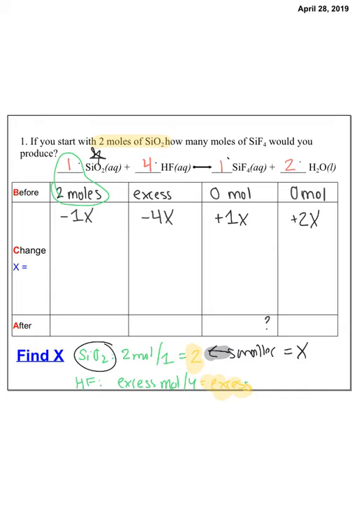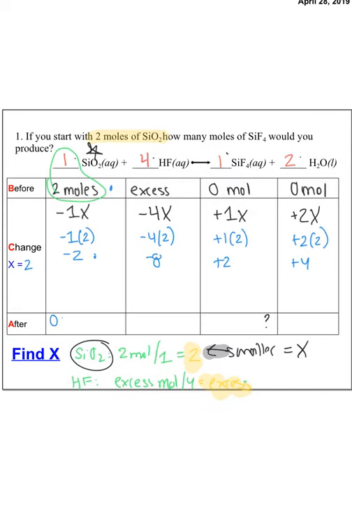So in this case, 2 is our x, so we're going to plug in negative 1 times 2, negative 4 times 2, 1 times 2, plus 2 times 2. Okay, so that's minus 2, minus 8 when you multiply, plus 2, plus 4 when you multiply. So now the last step is we're going to take our before, and we're going to subtract from it the change. 2 minus 2 is 0 moles of SiO2 remaining. Excess minus 8 is going to give us excess moles of HF remaining.